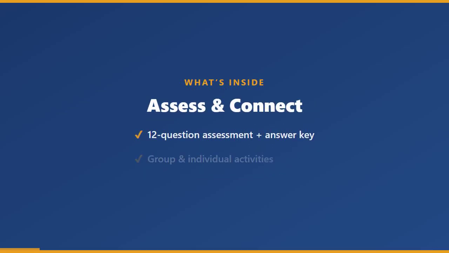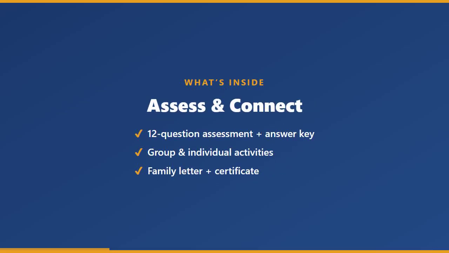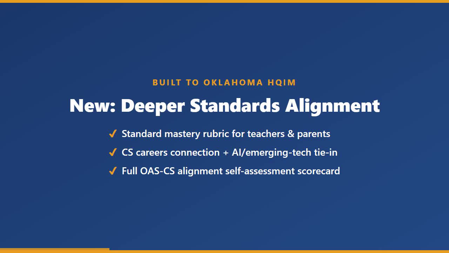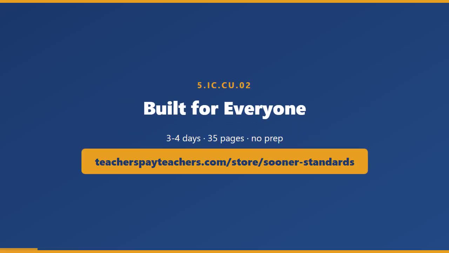New this update, a standard mastery rubric for teachers and parents, a visual accessibility features comparison chart, a CS Careers connection, and an AI connection, all built to the Oklahoma HQM rubric. Plus a 12-question assessment with answer key, group and individual activities, vocabulary puzzles, a family letter, and a certificate of achievement. That's 3 to 4 days of no prep, HQM-aligned instruction across 35 ready-to-print pages.